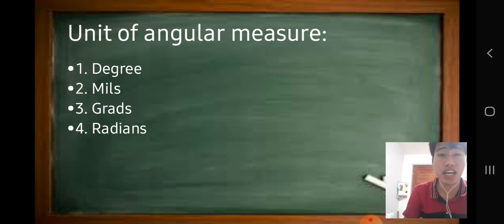So unit angular measure. There are 4 unit angular measures. These are degree, mils, grads, and radians.